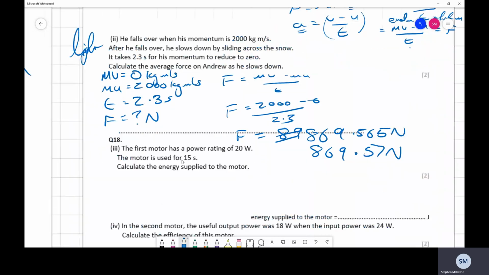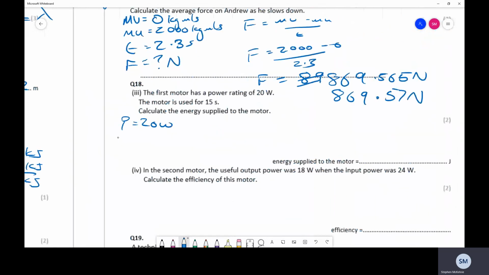The first motor has a power rating of 20 watts. Power is equal to 20 watts. The motor is used for 15 seconds. Time is equal to 15 seconds. Calculate the energy supplied to the motor. I don't know how many joules, but the equation is P is equal to E divided by T.